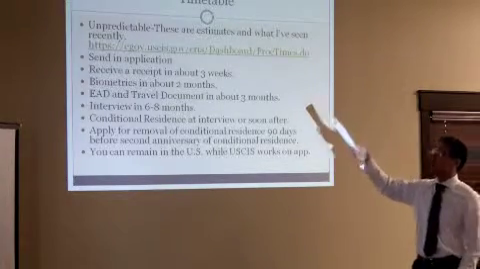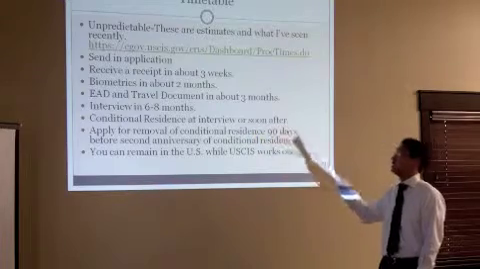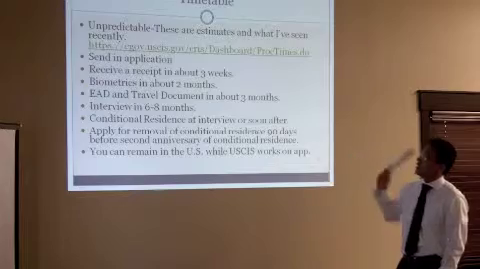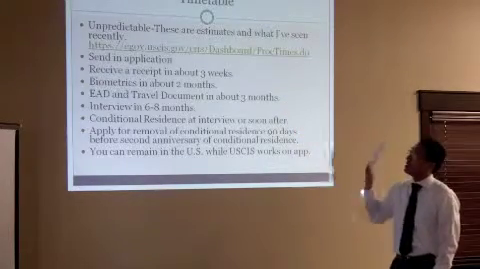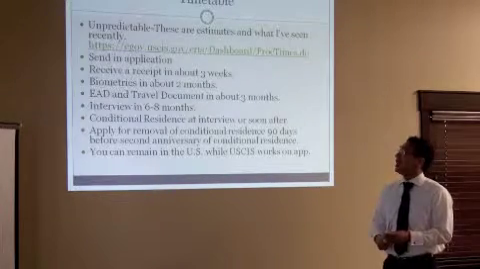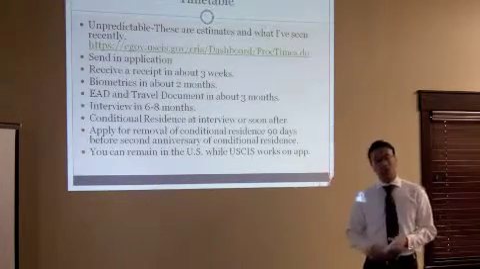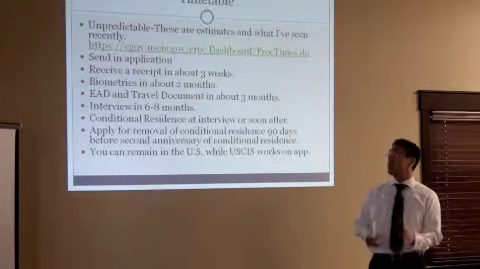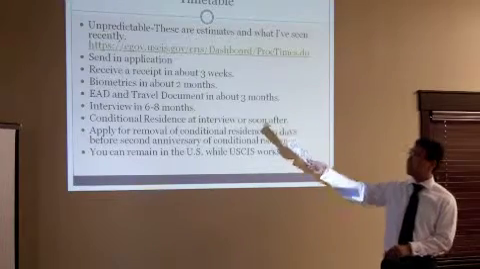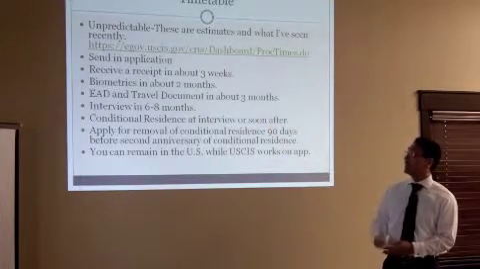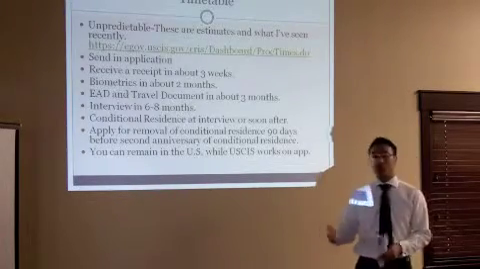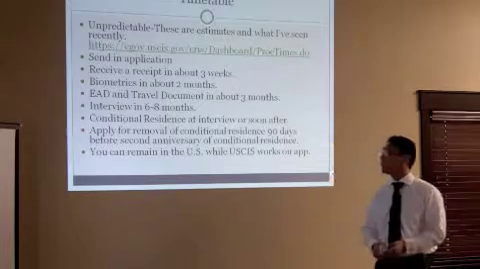So these are estimates, and you can get processing times at that website. It's still the same uscis.gov website where you can get the applications, okay? You can get general processing times. So let's say you send in the application, then you receive a receipt for that application in about 3 weeks, okay? Then you have to do a biometrics, so get your fingerprints done in about 2 months. Then you get your employment authorization document, that's the EAD, and the travel document in about 3 months, okay? Then you do an interview in about 6 to 8 months. Again, these are estimates.